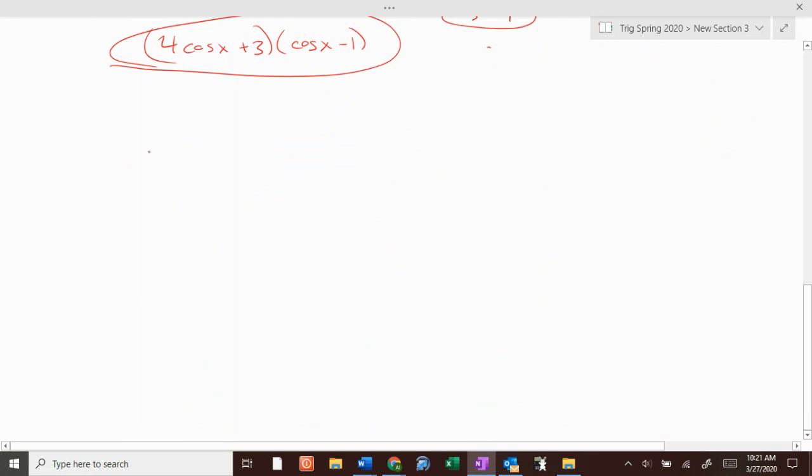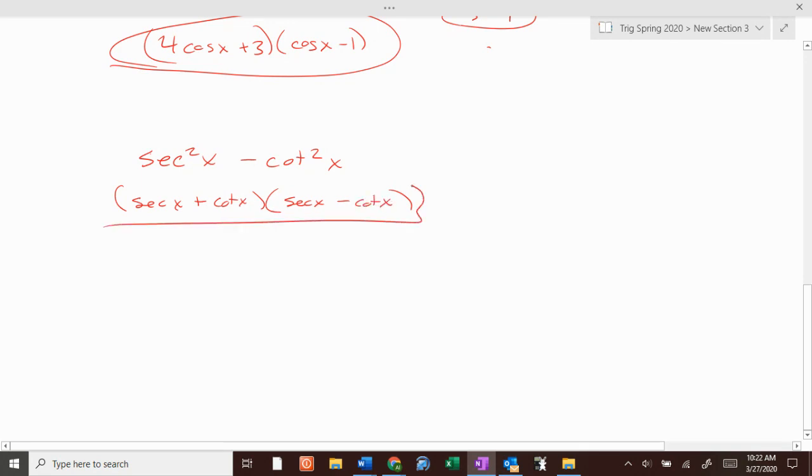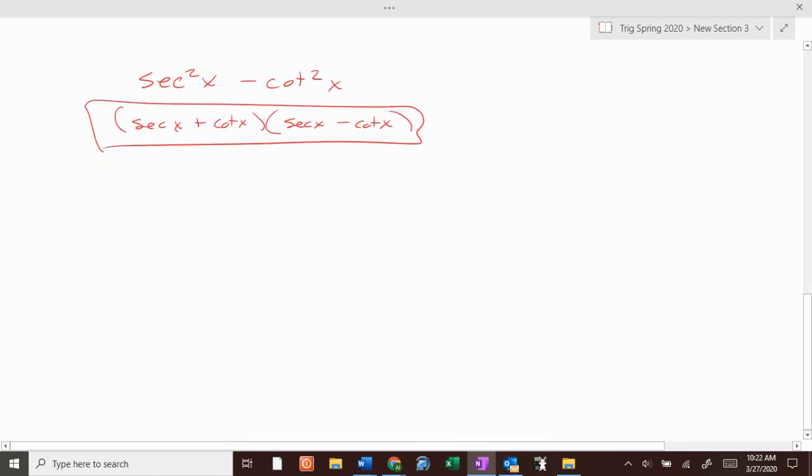All right. More factoring. Difference of squares. Let's say we have secant squared of x minus cotangent squared of x. Well, how's that factor? Well, it's secant of x plus and minus cotangent of x, cotangent of x. Bada bing, bada boom, we're done. That's called difference of squares factoring. You can do differences of squares without a problem.